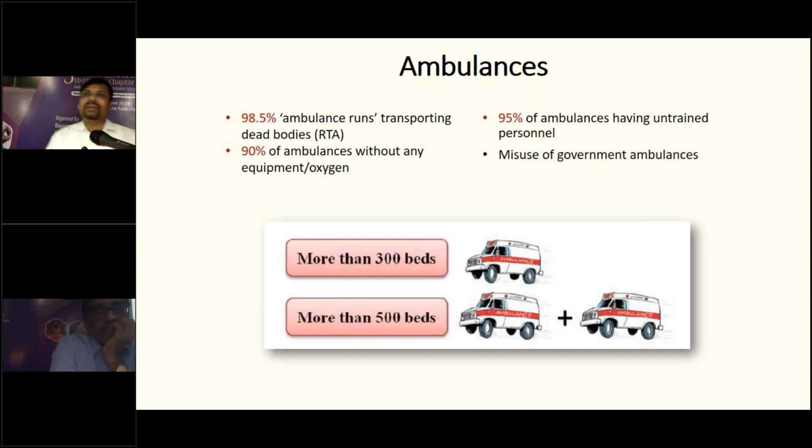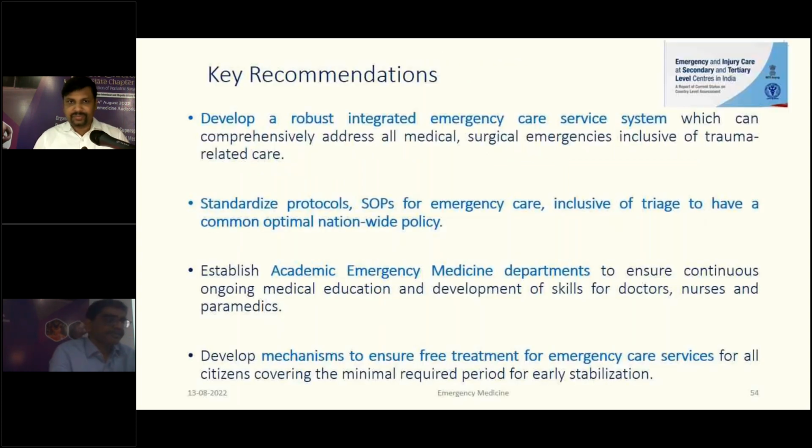In this regard, Niti Aayog recommends that there must be at least one ALS type, I repeat, one ALS type of ambulance for any hospital that has more than 300 inpatient beds. For more than 500 beds, a hospital must have 2 ALS type of ambulances. I have mentioned just some of the observations; the report constitutes almost 100 or 150 observations. Now I will take you through the key recommendations of the report.